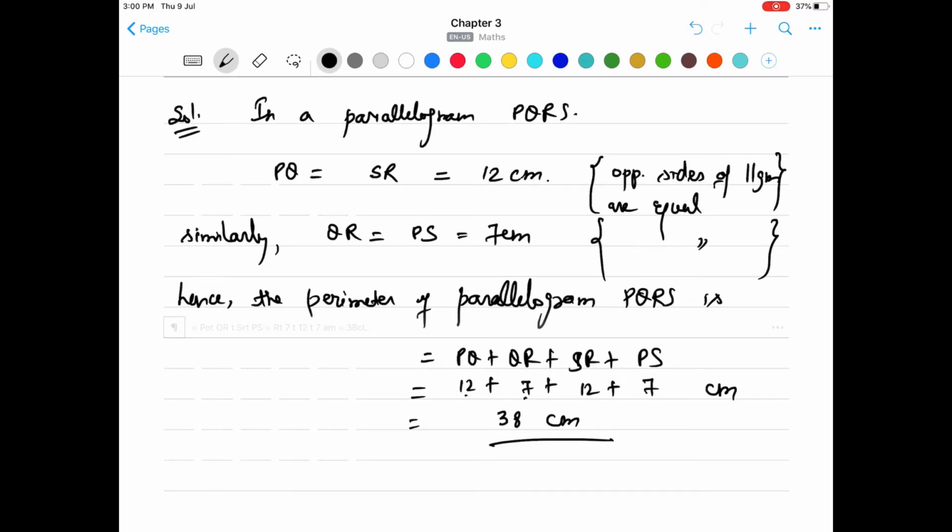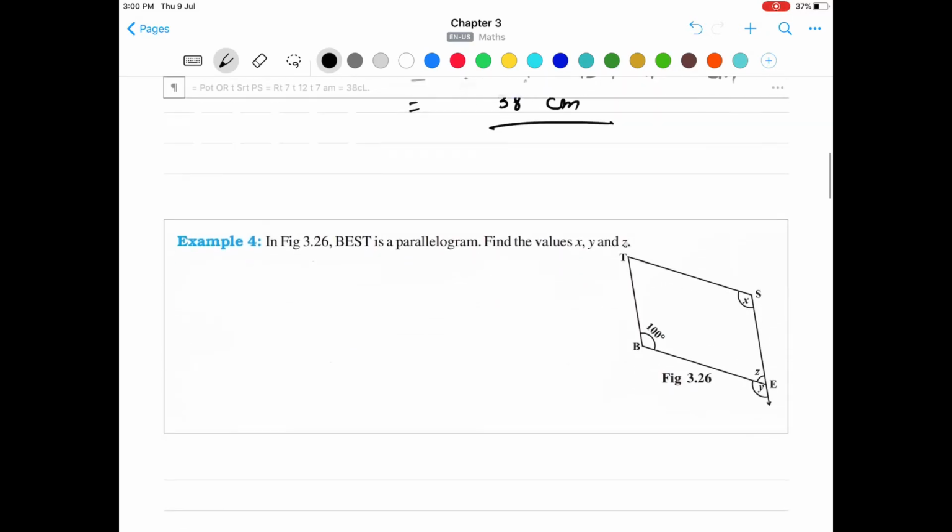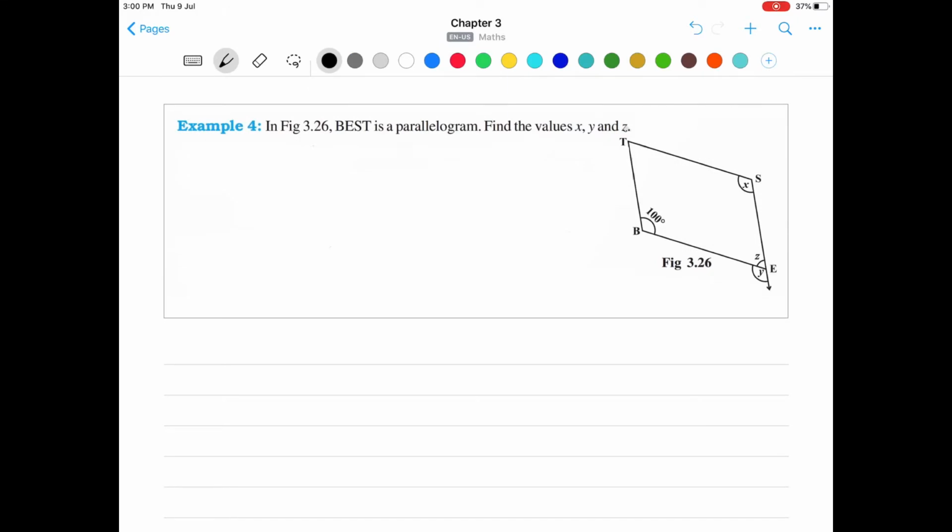Now moving to the next example, example number 4. The question is: in figure 3.26, BEST is a parallelogram. Find the values of x, y, and z. We are given three angles here, x, y, and z, and we are asked to find the measurement of all these three angles. So let's start the solution.